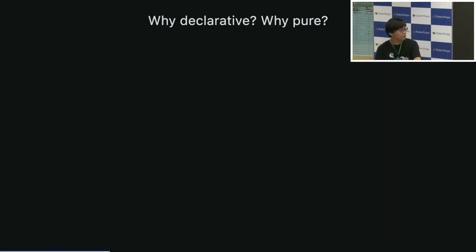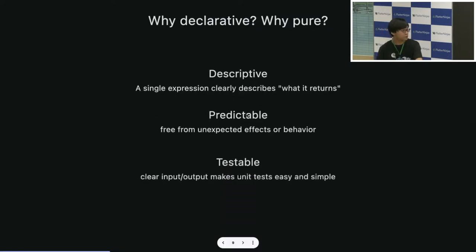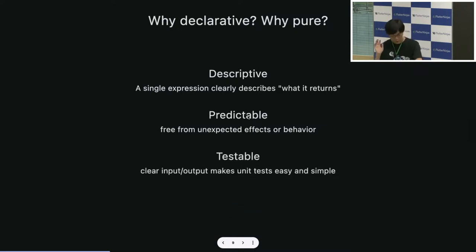So why declarative, why pure? Pure and declarative code, a declarative and pure function or method, is very descriptive. It just consists of a single expression, returning a value at the top of the method. So it's very easy to understand what it returns. And it's also predictable because there are no side effects. So even if the function or method is called multiple times, nothing happens. It just receives the input and returns the output. That's it. So it's predictable.